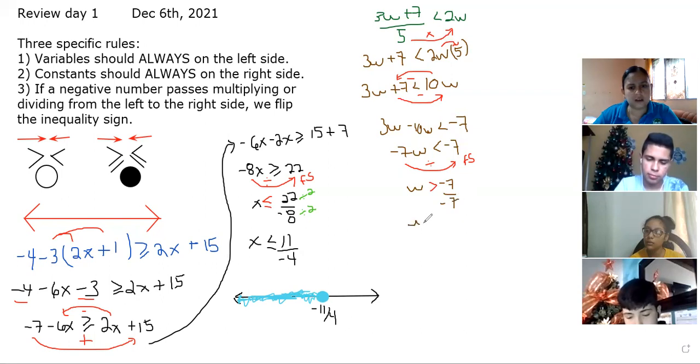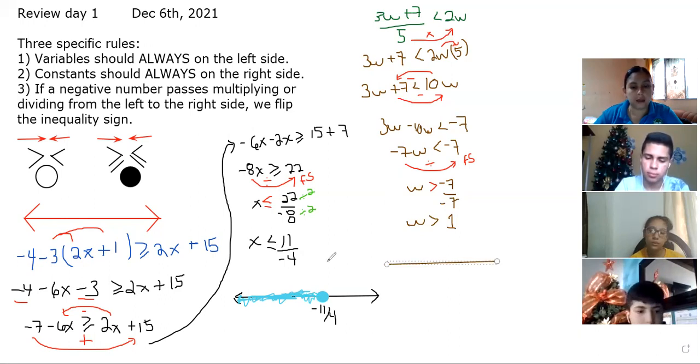How much is negative 7 divided by negative 7? Positive 1, because negative times negative is positive. 7 over 7 is 1. So now we go ahead and graph.